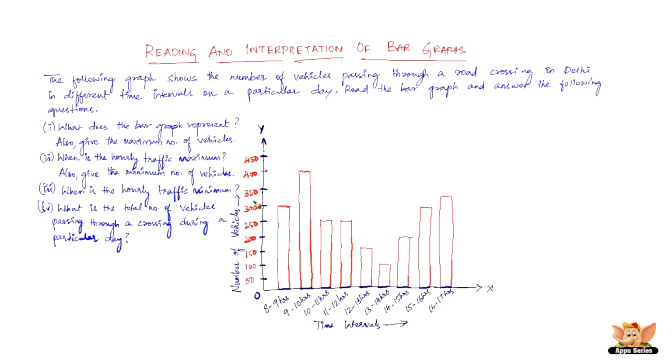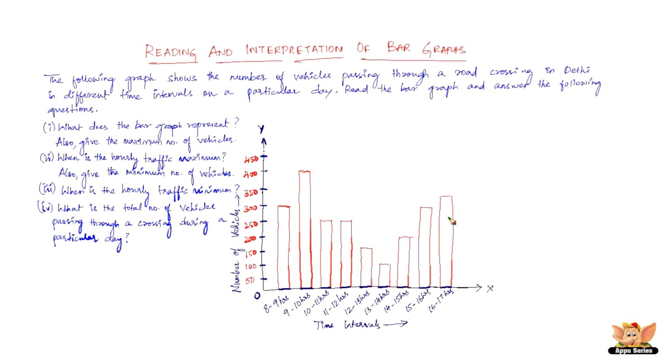So here we have the problem. The following graph shows the number of vehicles passing through a road crossing in Delhi in different time intervals on a particular day. Read the bar graph and answer the following questions. The questions are: what does the bar graph represent? Also give the maximum number of vehicles. When is the hourly traffic maximum? Also give the minimum number of vehicles. When is the hourly traffic minimum? And what is the total number of vehicles passing through a crossing during a particular day?